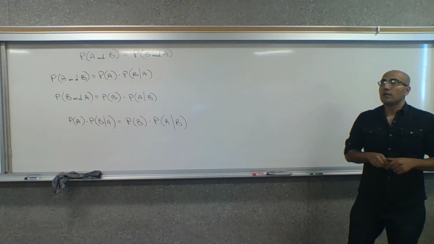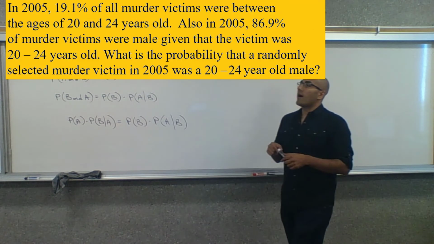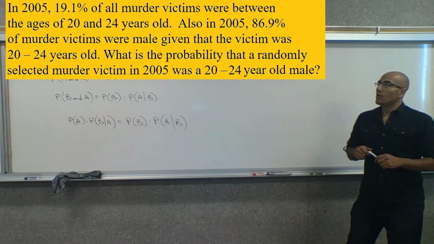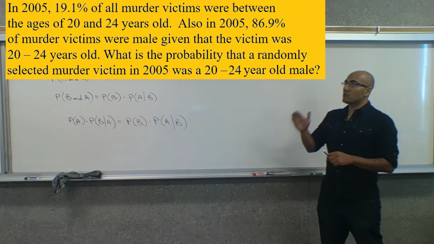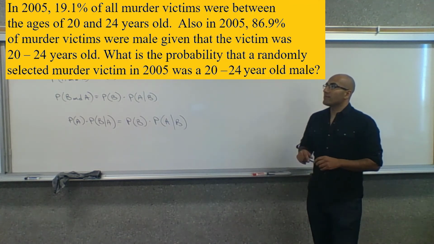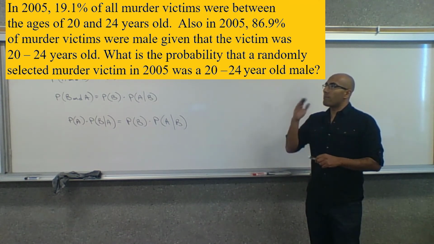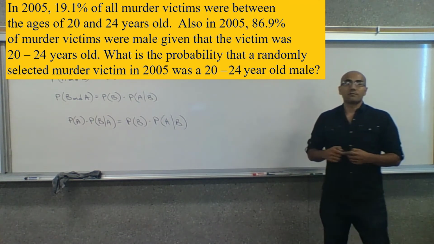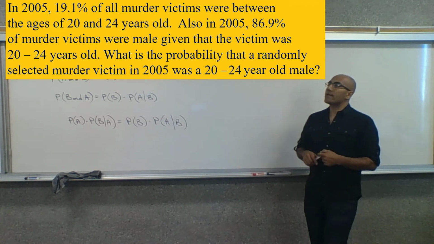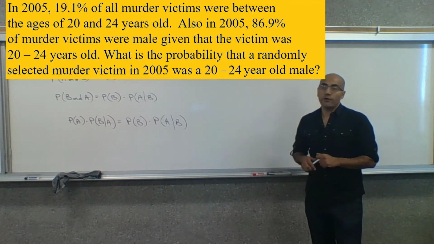So here's an example. Let's get back to those murder victims. In 2005, 19.1% of all murder victims were between the ages of 20 and 24 years old. Also in 2005, 86.9% of murder victims were male, given that the victim was between 20 and 24 years old. What is the probability that a randomly selected murder victim in 2005 was a 20 to 24-year-old male?